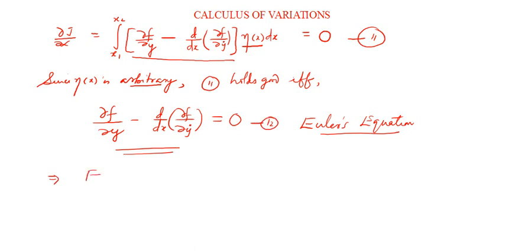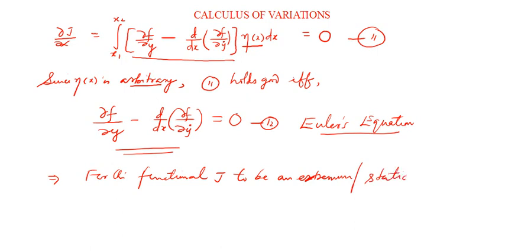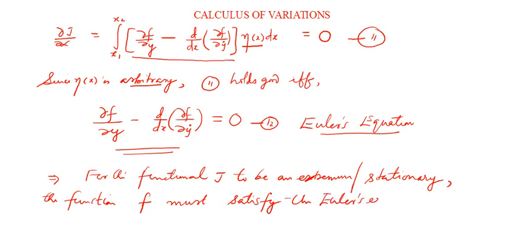For the functional j to be an extremum or stationary, this is our conclusion which we'll be using later: j is a functional of the function f. The function f must satisfy the Euler's equation, given by 12. This is what you have to take home. So for the functional j to be an extremum or stationary, the function f must satisfy the Euler's equation, and that's an interesting thing.